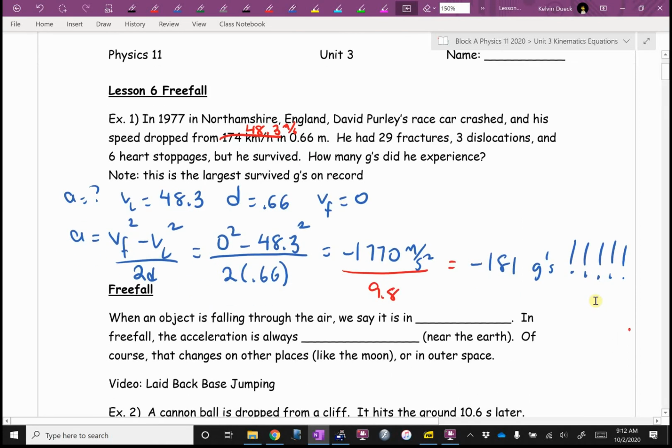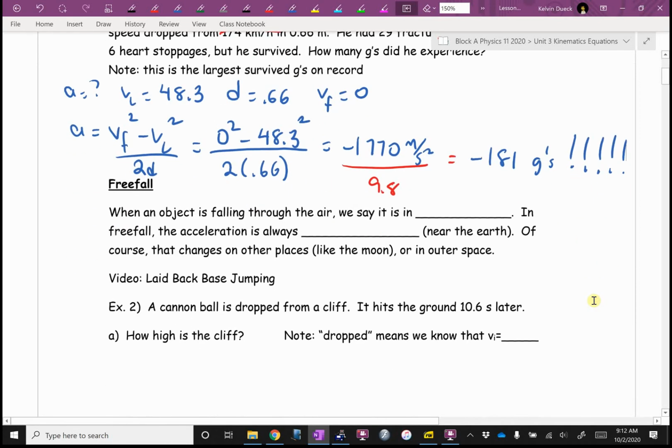Now let's talk about free fall. When an object is falling through the air, we say it is in free fall. Free fall is a bit of a bad term because if I throw something on its way up, it's still in free fall because the only force acting on it is gravity. That's really what we mean by free fall. In free fall, the only force acting on you is gravity, maybe a bit of air resistance, but we're typically going to ignore air resistance because air resistance is a really tricky force.